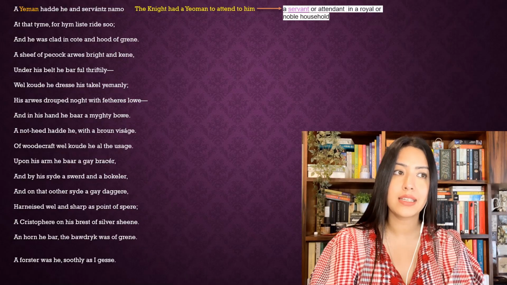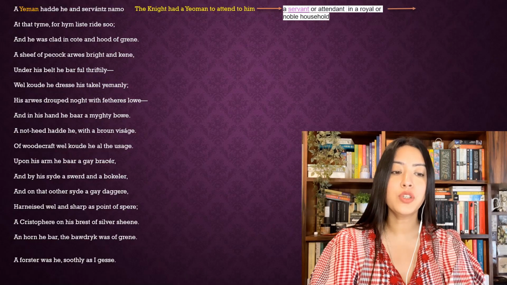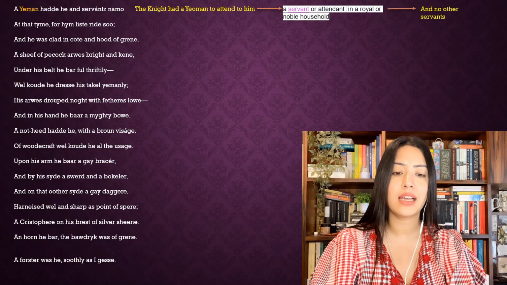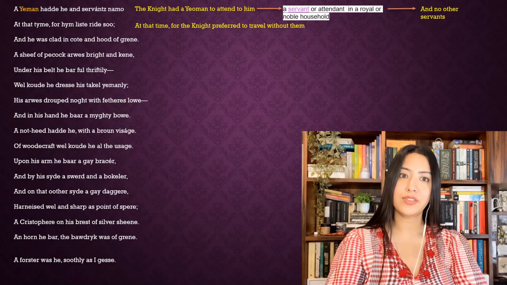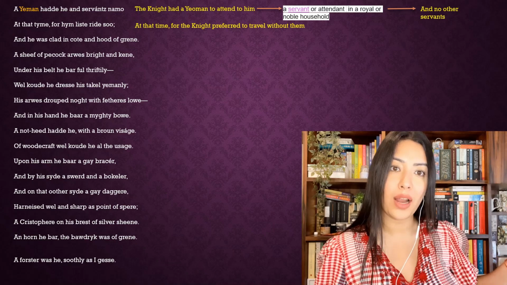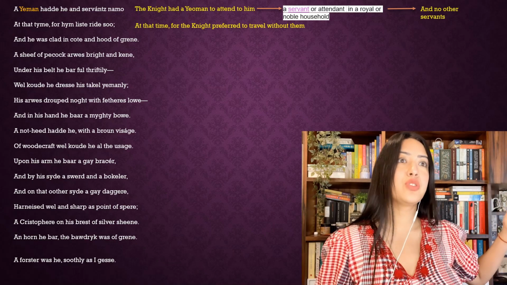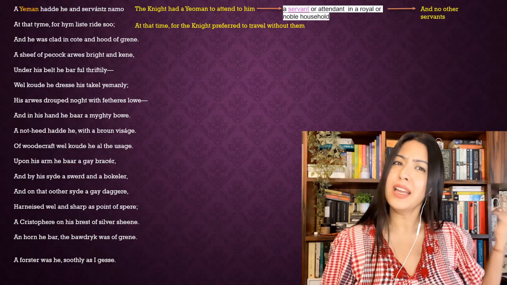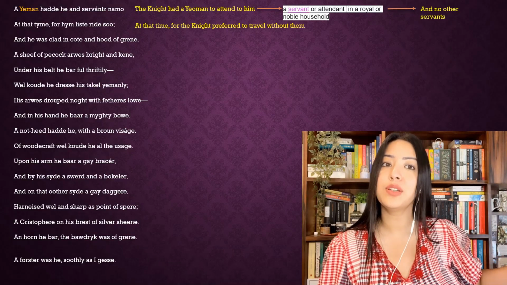Easy to understand, he's attending to the knight, and the knight travelled with the yeoman, and he had no other servants at that time, for the knight preferred to travel without them. So look at the character of the knight. He has servants to serve him, but he is travelling only with one attendant, the yeoman, because he does not want to show off that he has so many servants at home, that he comes from the nobility. He did not carry five or six servants with him to the pilgrimage. He had only the yeoman to attend to him.